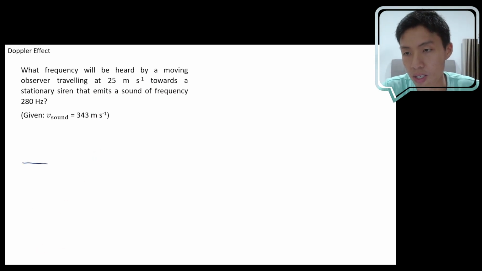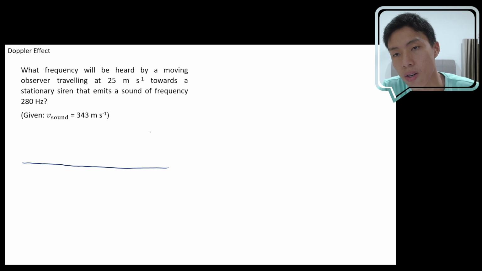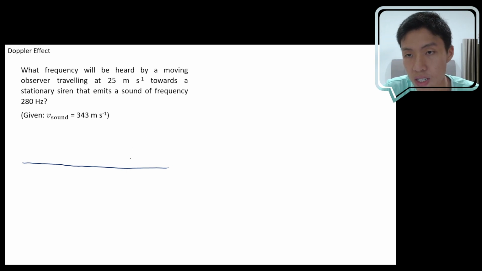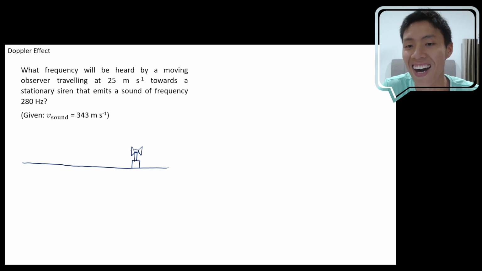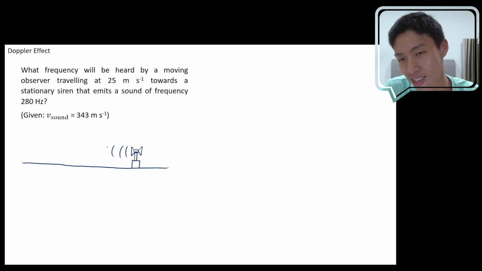So let me sketch a ground, where I have a stationary siren. I don't know how a siren should look, maybe something like a loudspeaker, with both ends. Maybe it looks like a light stick. Right now it's emitting sound of frequency 280 Hz.